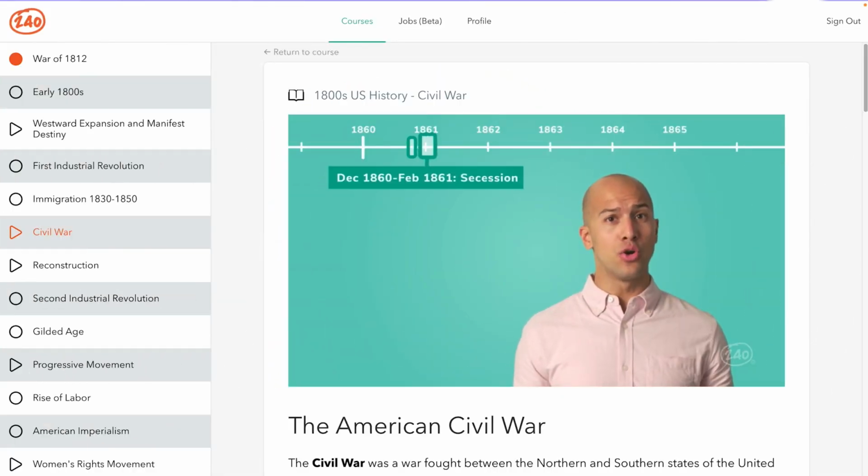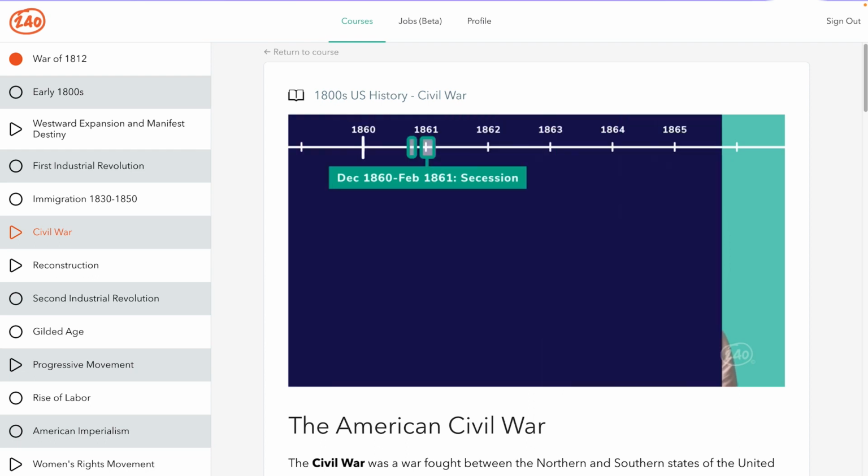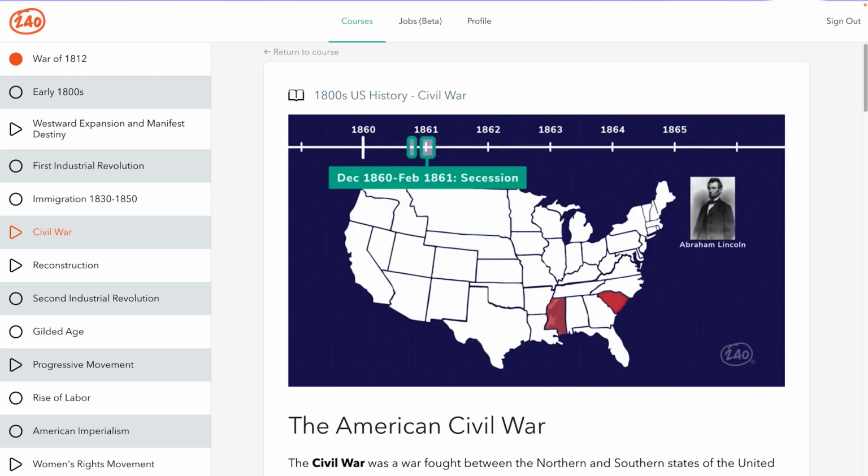South Carolina chose to secede from the Union anyway, starting the Civil War. Mississippi seceded shortly after, followed by Florida, Alabama, Georgia, Louisiana, and Texas. Delegates from the seceded states elected Jefferson Davis of Mississippi as the President of the Confederate States of America.